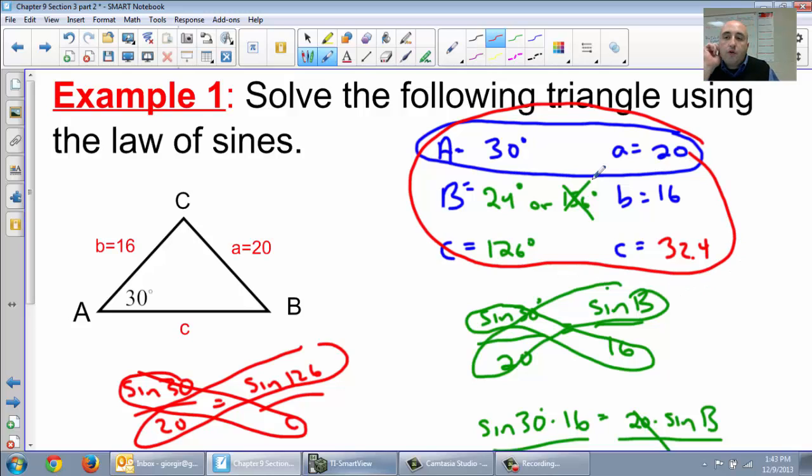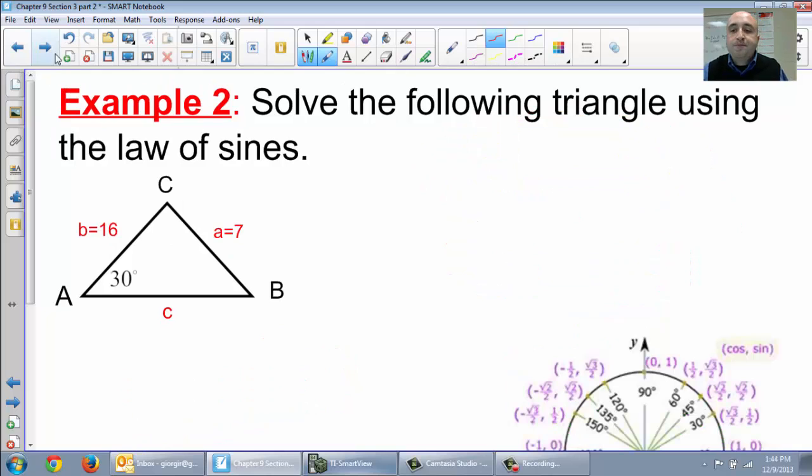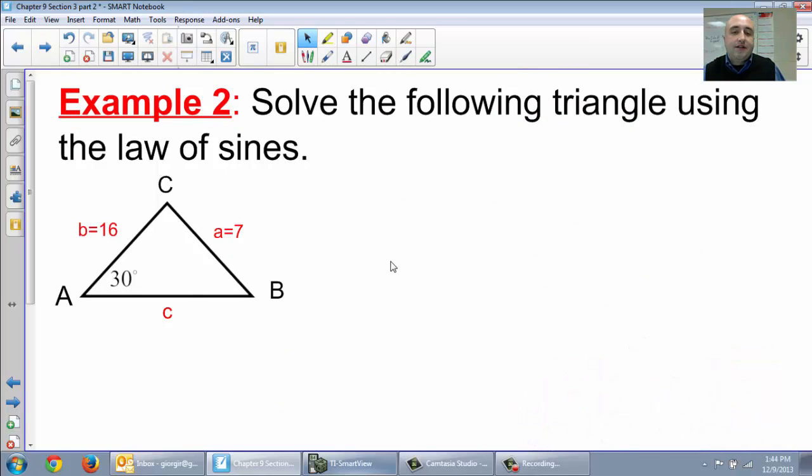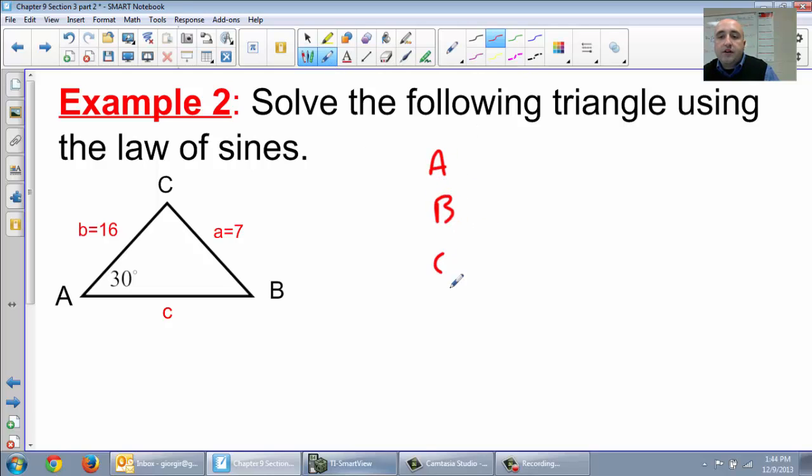It's a little bit harder. Hopefully it makes a little bit of sense. Let's do another example, and hopefully it'll become a little bit easier for you. Let's look at this one. Notice it's still angle, side, side. So once again let's list our angles and our sides: angle A, angle B, angle C, little a, little b, little c. Angle A is 30, little b is 16, little a is 7.